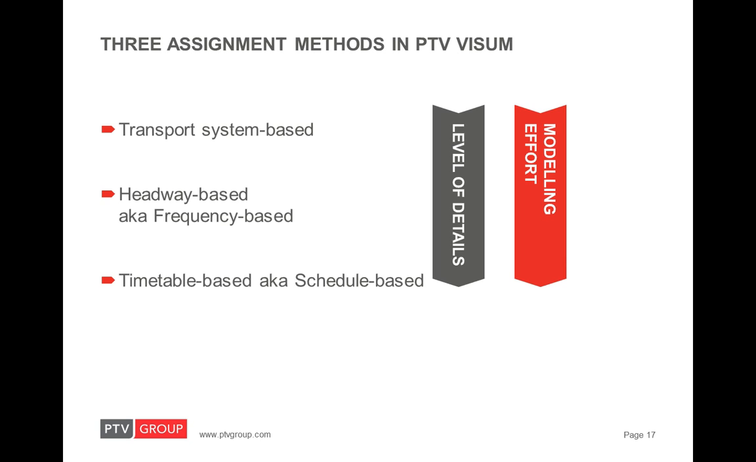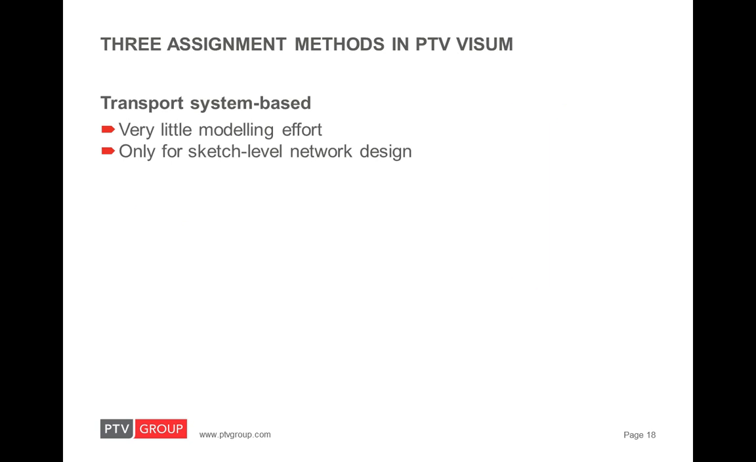Let's see what the main purposes of the 3 different assignment methods are. The first one, the transport system-based assignment, requires only very little modeling effort because we just have to define the network and the traveling times in the network. But we don't need to define lines or a timetable. It's only about where it is allowed to use public transport, so where bus is allowed and where train is allowed. This can be interesting for sketch level network design, so to get a rough idea from where to where and on which route people want to travel.